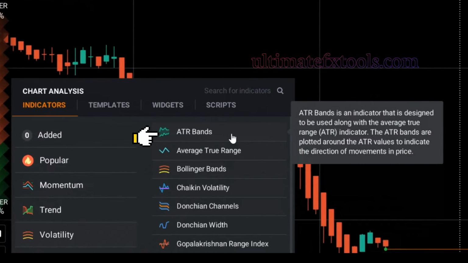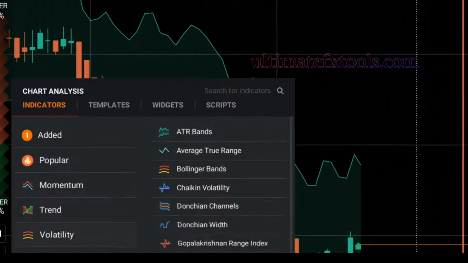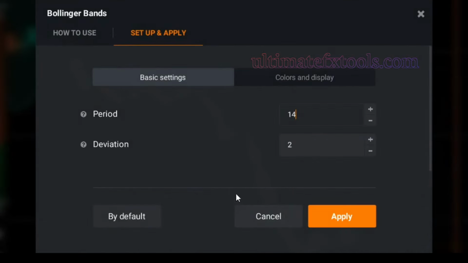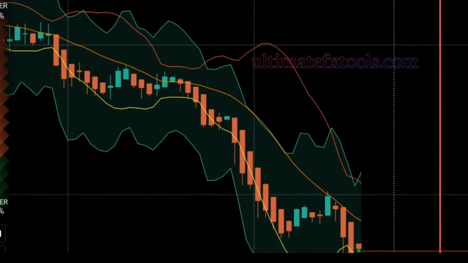First, let's attach our ATR bands with a period of 13 and an offset of 3. Let's set our source to close. We also have to attach our second trading indicator, the Bollinger Bands. Let's set our period to 14 with a standard deviation of 2. We have already attached our two main indicators to our chart.